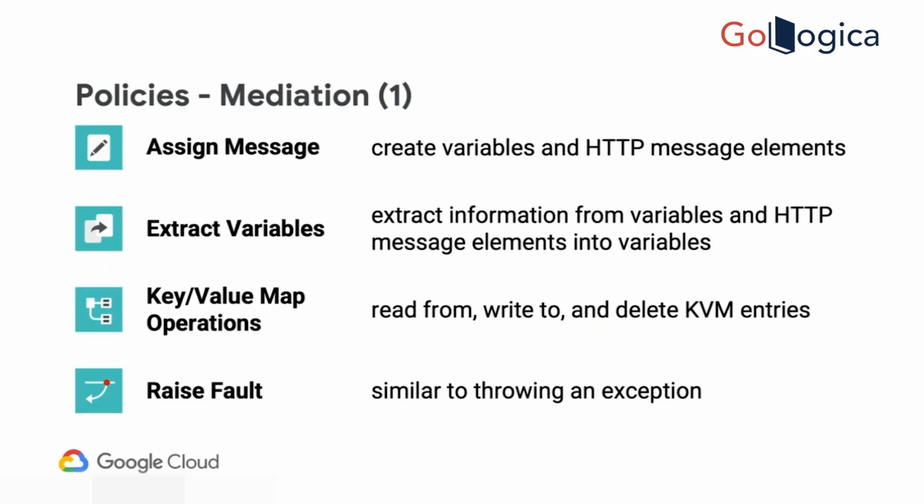Then we have the key value map operation policy. A key value map is a place to store data. Any configuration data we put in key value maps. And then we have policies to read from a key value map, write to a key value map, and delete from a key value map. Then we have raise fault policies. If we want to throw an exception, we use the raise fault policy for that.